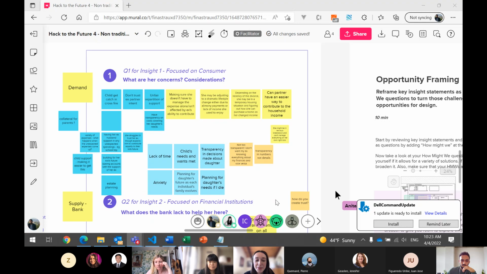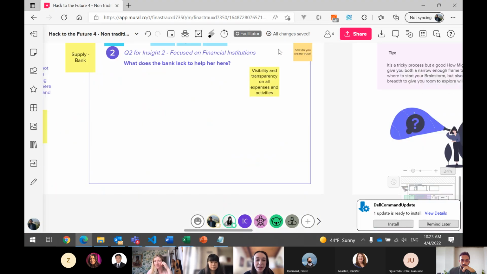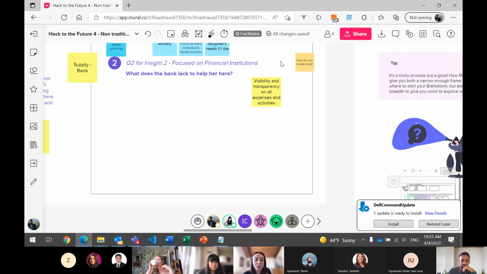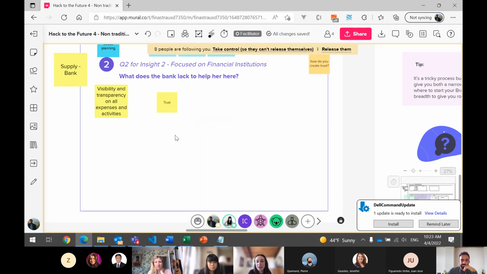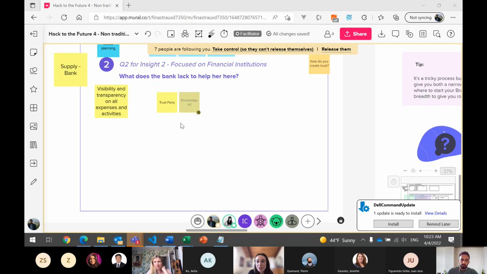All right, why don't we move down to our next section then, right? So we just thought about Jolene, we thought about all her different concerns and considerations. Now we want to flip it and think about what the bank lacks to help her within this situation, right? So we said she's concerned about all these things and she just doesn't have a solution that helps her and solves these problems. So I'm going to set the timer for 3 minutes. And why don't we think about what the bank lacks here to help her in this?